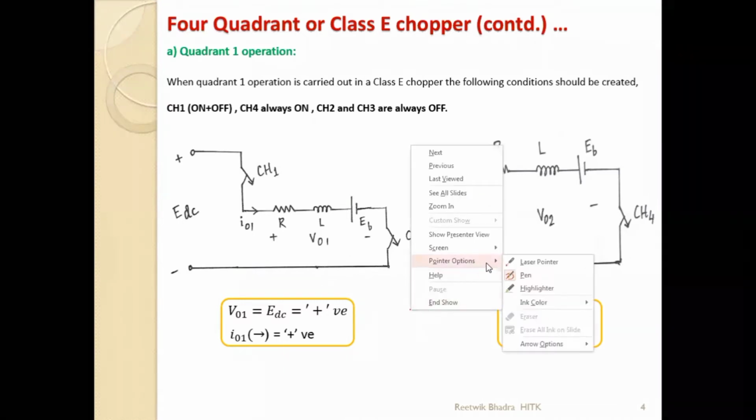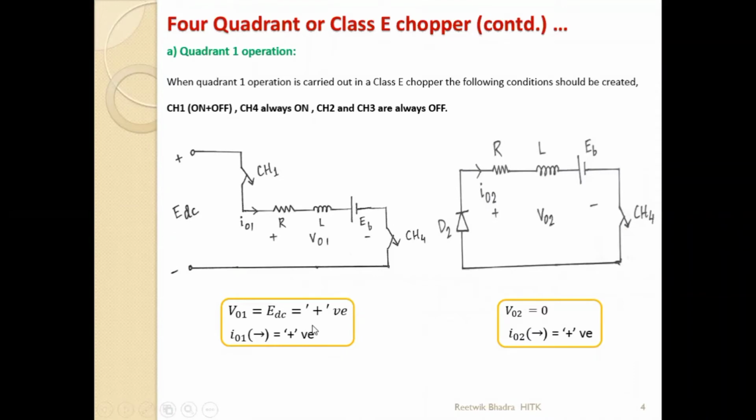Now if you take the average value, V01 is positive, V02 is 0, so positive plus 0 will give a positive average value. I01 is positive, I02 is positive, so if you take the average value of I0 also, it will come out to be positive. So positive voltage, positive current after taking the average of these two.